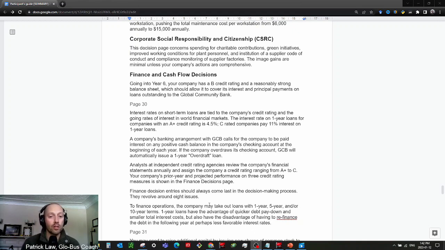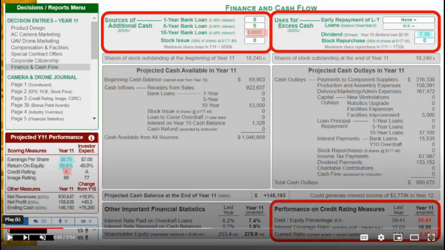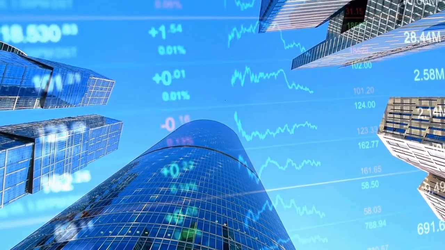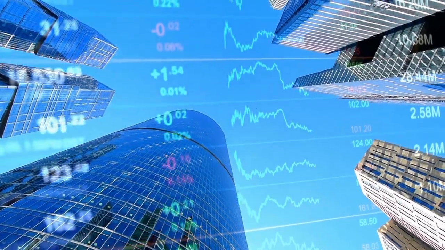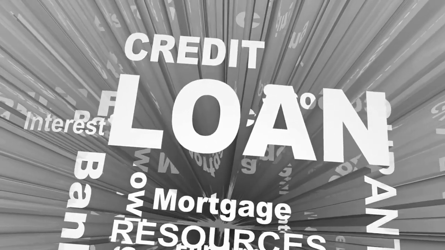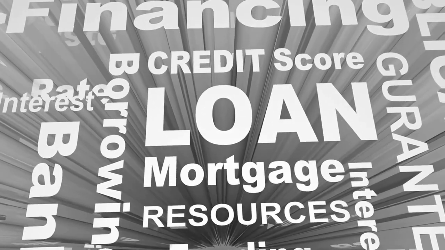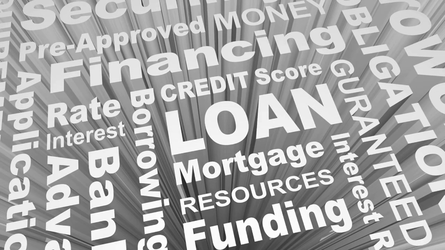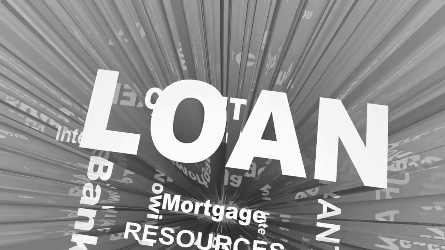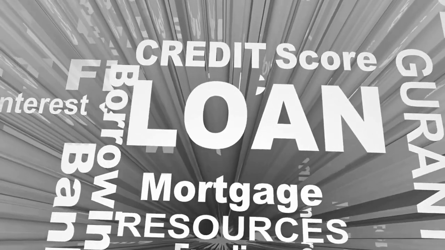Finance and cash flow decisions. Going into year 6, your company has a B credit rating and a reasonably strong balance sheet, which should allow it to cover its interest and principal payments on loans outstanding at the Global Community Bank. Interest rates on short-term loans are tied to the company's credit rating and the going rates of interest in world financial markets. The interest rate on one-year loans for companies with an A+ credit rating is 4.5%. C-rated companies pay 11% interest on one-year loans.